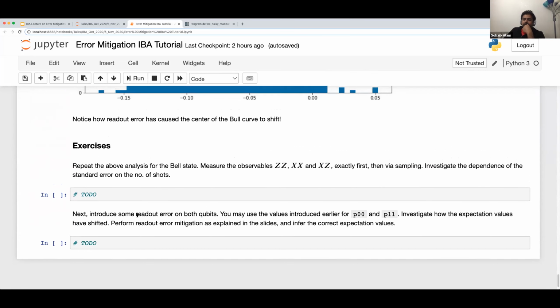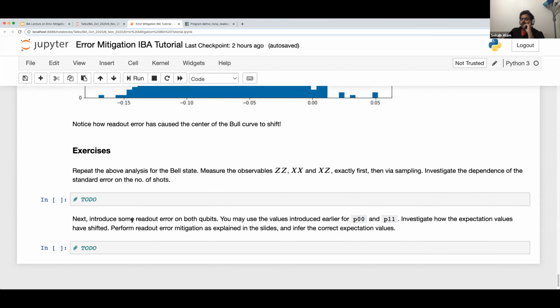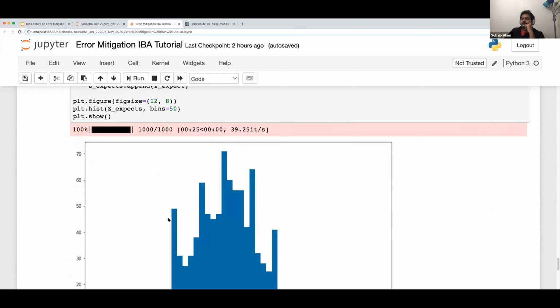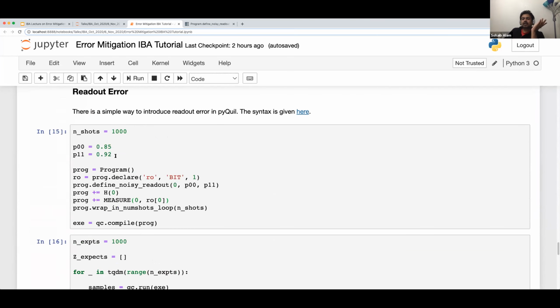And next, I would say, introduce some readout error on both of the qubits. You can use these values that I just used here, or you can cook up some of your own.